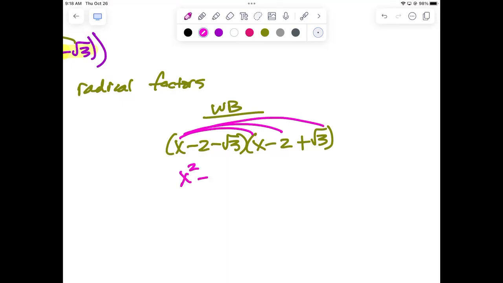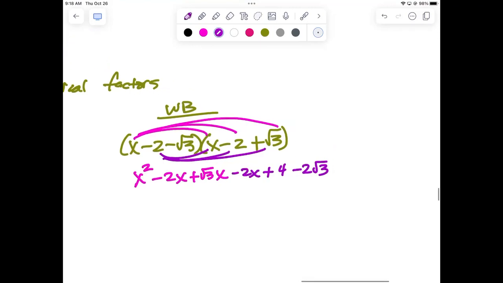We get x squared minus 2x plus square root of 3 times x. And then we do it for the negative 2. We just distribute the negative 2 all the way through, and we get negative 2x plus 4 minus 2 square root of 3. And then we do it for the final. We distribute the negative square root of 3, and we get negative square root of 3x plus 2 square root of 3, and then we get minus 3. This is why we call it reduced factored form. It's the pretty version.